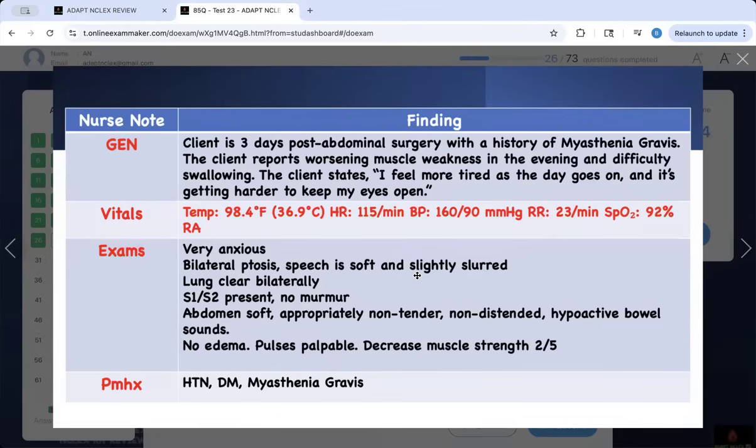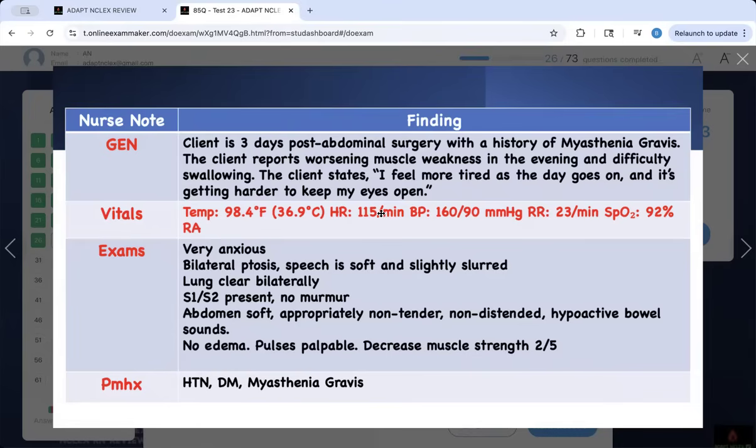The client reported worsening muscle weakness after surgery, 3 days in the evening, and difficulty swallowing. With myasthenia gravis, how should they behave? Weakness progresses during the day, right? But this one is worsening now. The client states, I feel more tired as the day goes on, and it's getting harder to keep my eyes open. Ptosis, right? They usually are stronger during the day, then you get weaker. But after surgery, this is getting worse.